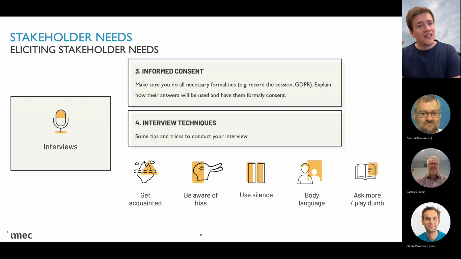As a last thing, the informed consent is very important. This might get you into problems also GDPR wise. And then there's a few interview techniques that I would like to mention. I'm not going to say everything, but to get acquainted with your respondent before actually doing the interview is important because they open up. Be very aware of bias.